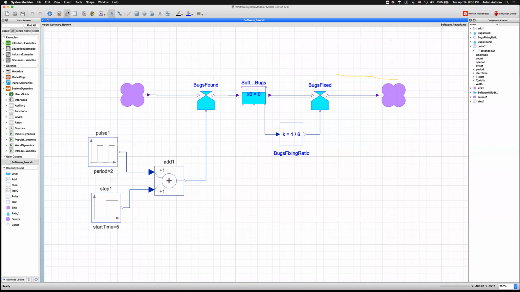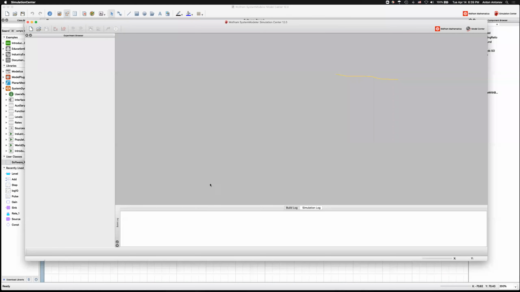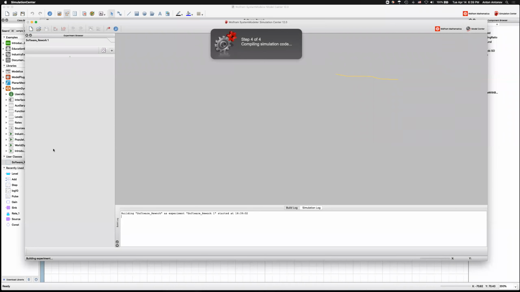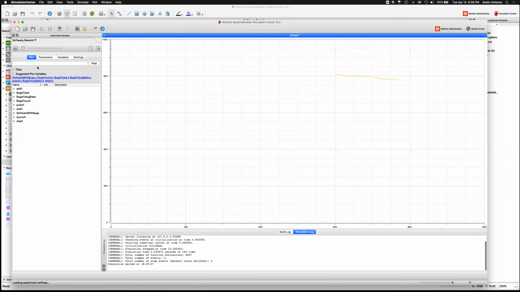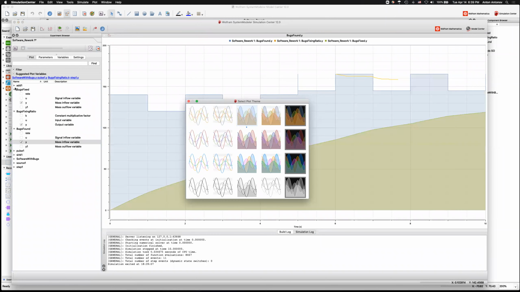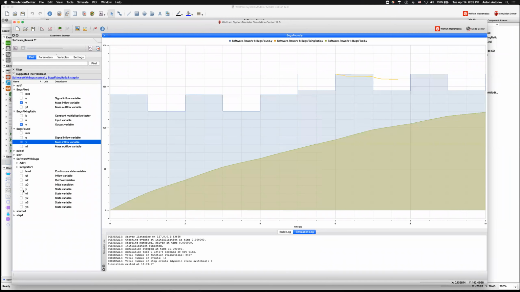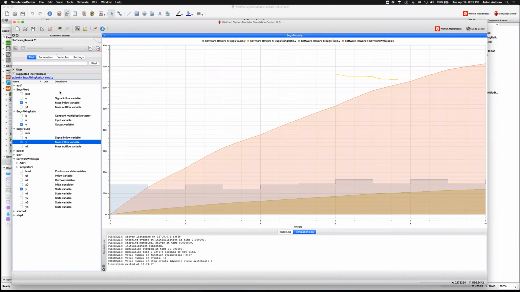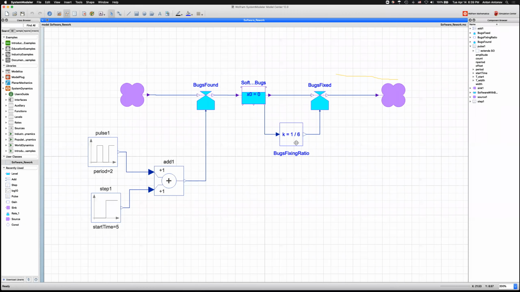Now, I want to simulate this, so I'm going to press the simulation button. This is going to start a simulator. I need to make sure a fair amount of this is being plotted. The most important one, I don't see it here, so it's this one. If I go back to here, whatever bug finding is happening, there's a fixing ratio of 1/6, around 17%. So this is the delay I'm talking about.